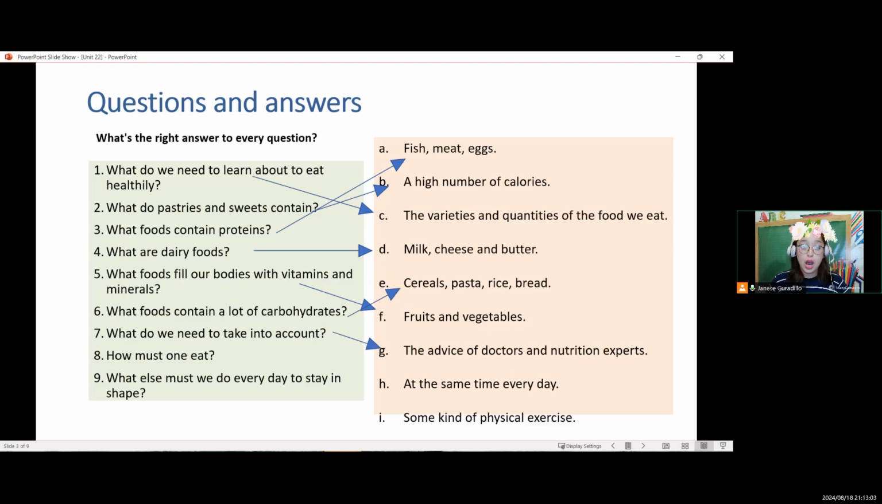Number eight. How must one eat? Okay, at the same time every day. Number nine. What else must we do every day to stay in shape? Yes, some kind of physical exercise. Now, my dear, do you do some physical exercise? Okay, I see. Now, let's move on.